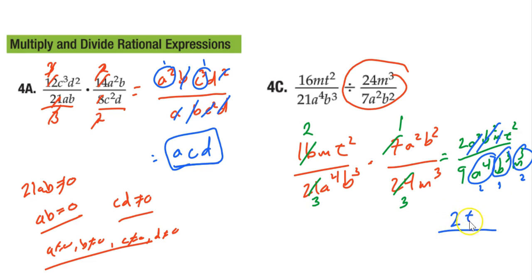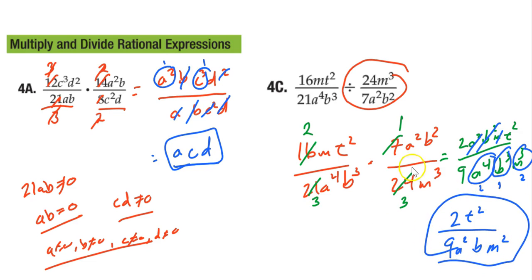So on top I have 2t squared. On the bottom I have 9a squared b m squared. And that's my answer. Right? Divide means flip the right hand side. With numbers, you just cross reduce or multiply them across and then reduce it. Variables, it's always just easier for me to put them all at the end and then just figure out which one has more. But that's how you do it.